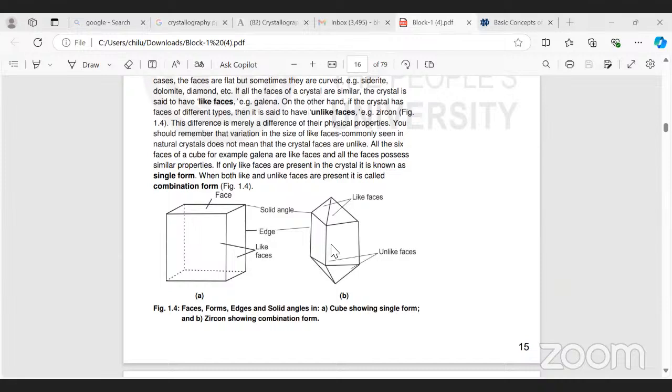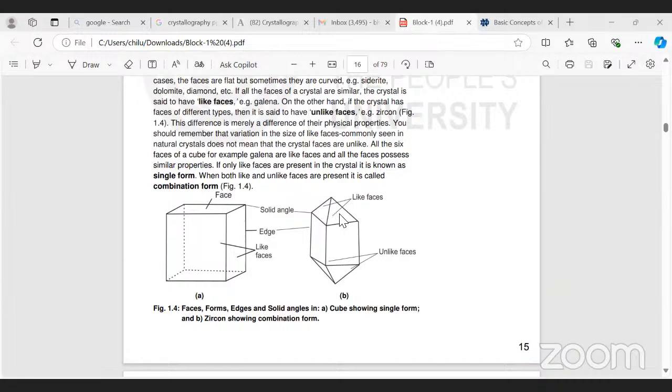Whereas you can see in the second picture, these are not equal faces. It is known as unlike faces. Here, a triangular shape we can see, at the top and the bottom, but between the bottom and the top, the space is looking almost like a rectangular shape. If you compare the rectangular and triangular faces, both have different faces. So these two are known as unlike faces.